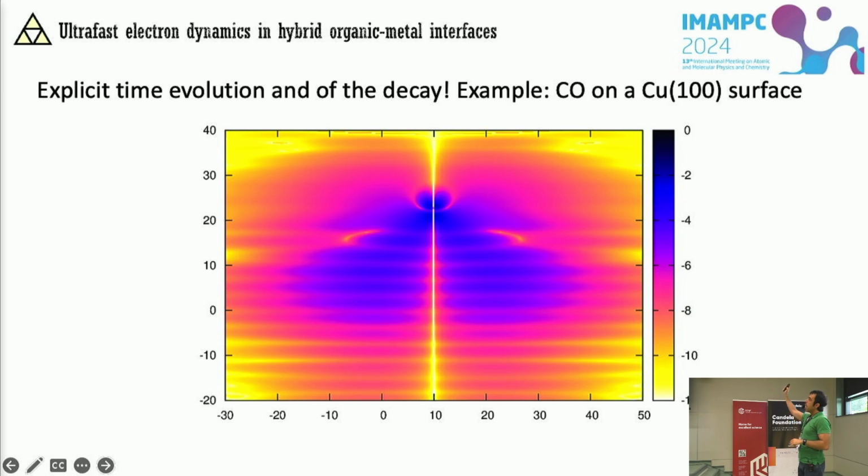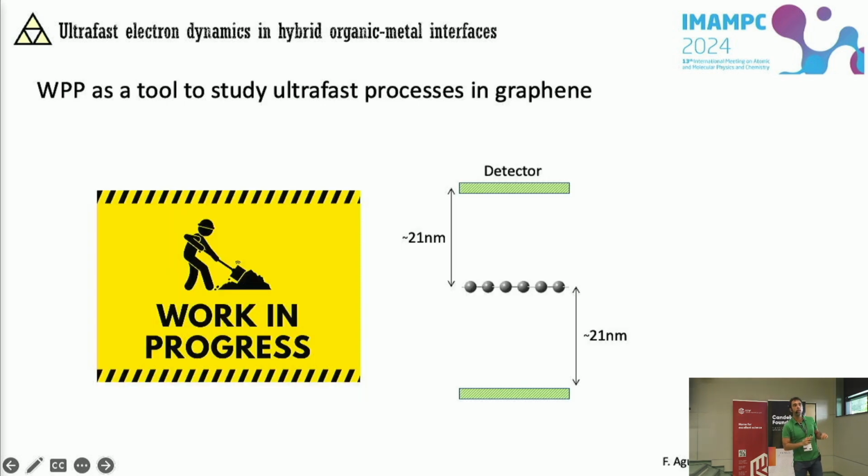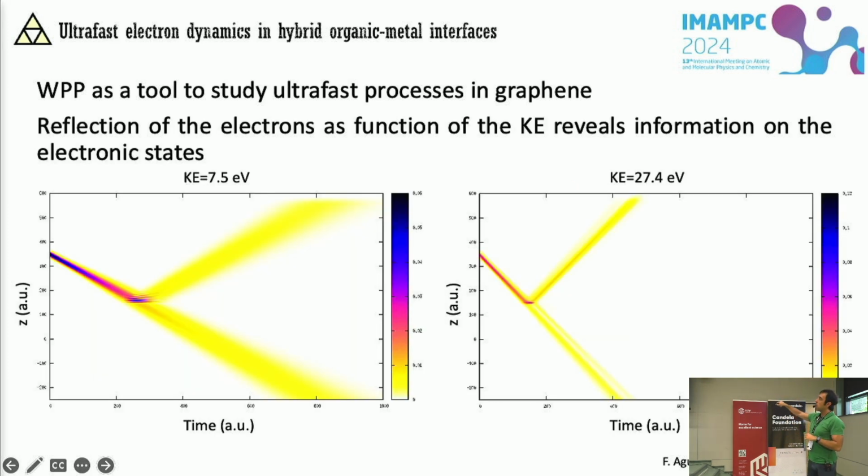In the decay. And well, now just one minute on some work in progress, because we can use, and we are using, this methodology to study ultra-fast laser-induced processes in graphene. So we have here the graphene, and we have a lot of vacuum before the detector. So we can throw electrons towards the graphene, and we see how, depending on the kinetic energy of the electrons, we have more or less transmission.